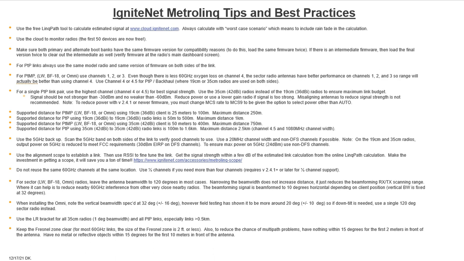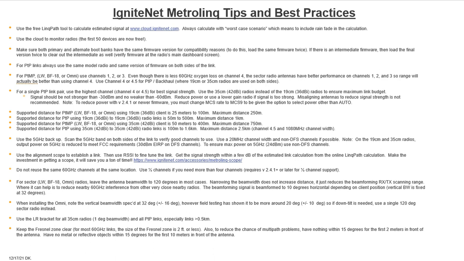Now, we say to reduce the power on the radio if the signal's too strong. Let's say you do have a really short link and you wind up having a negative 20 dBm. Don't misalign the antennas on purpose to have the signal drop. Actually align them properly and then reduce the power instead to get the signal down a little bit.